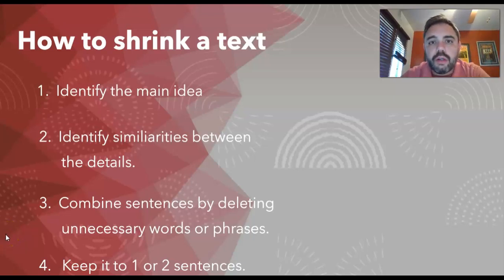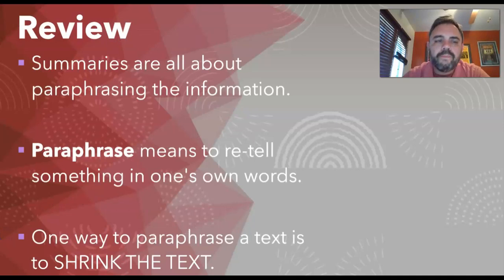All right. With that being said, we're chugging right along to review. So review. Summaries are all about paraphrasing the information that we read. Okay? Paraphrase means to retell something in one's own words. Okay? Very important. And one way to paraphrase a text is to shrink the text. And remember, that's a 4-step process. Identify the main idea. Identify similarities between the details and facts within the body. Eliminate unnecessary words or phrases. And 4, keep it to 1 or 2 sentences. If you can do that, boom, you have mastered shrinking a text. And I think you guys are well on your way.